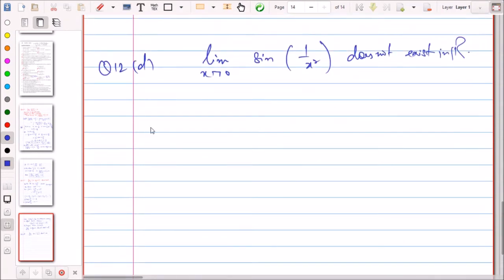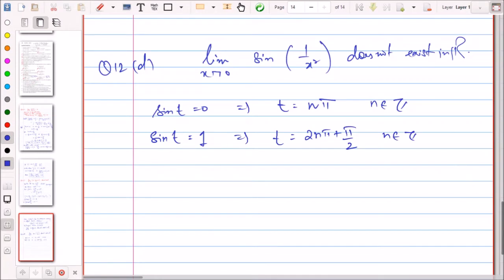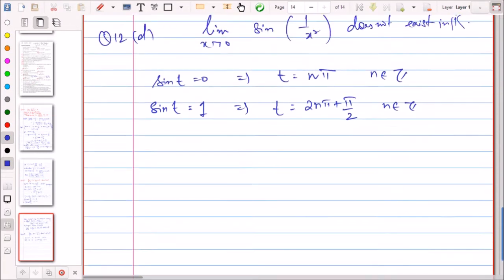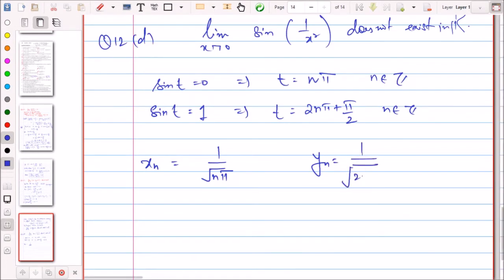So again, since sine t equal to 0 implies t is equal to n pi, n belonging to Z, and sine t equal to 1 implies t is equal to 2n pi plus pi by 2, n belonging to Z. Using this idea, we will construct two sequences xn and yn such that the corresponding image of one sequence is the constant sequence 0, and of the other is a constant sequence 1. So we take xn equal to 1 by root n pi, and yn equal to 1 by root of 2n pi plus pi by 2, for all n belonging to N.